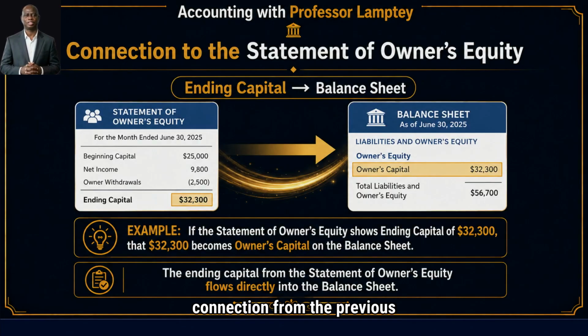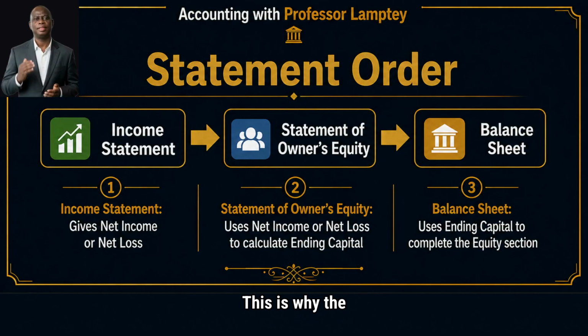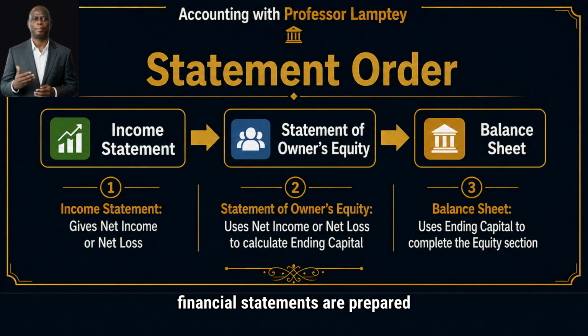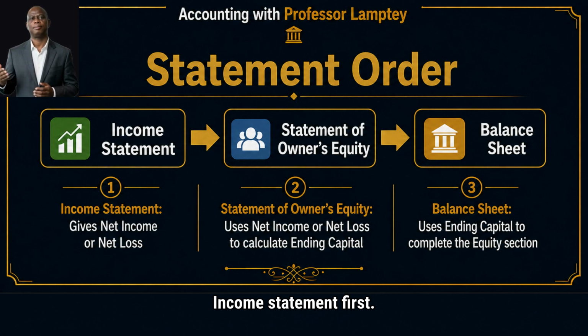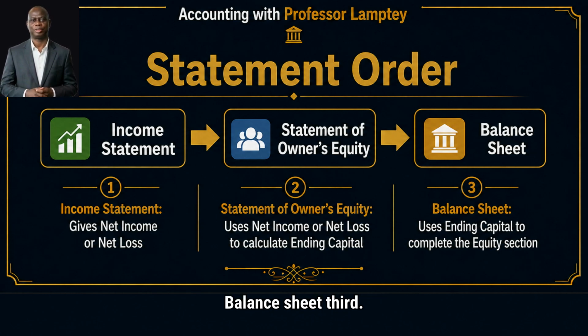Now here is the connection from the previous video. The ending capital from the statement of owner's equity flows directly into the balance sheet. So if Lamptey Consulting's statement of owner's equity shows ending capital of $32,300, that $32,300 becomes owner's capital on the balance sheet. This is why the financial statements are prepared in order. Income statement first, statement of owner's equity second, balance sheet third.